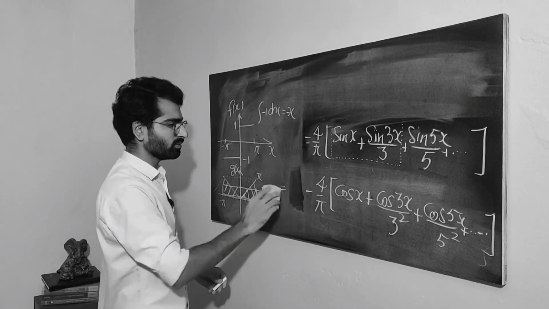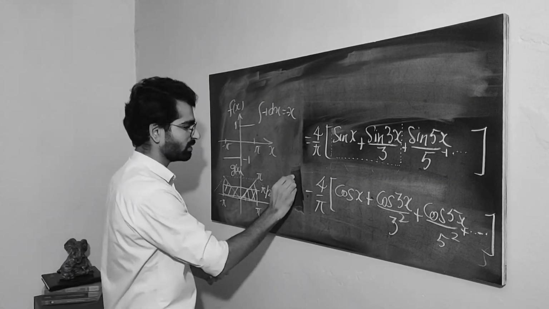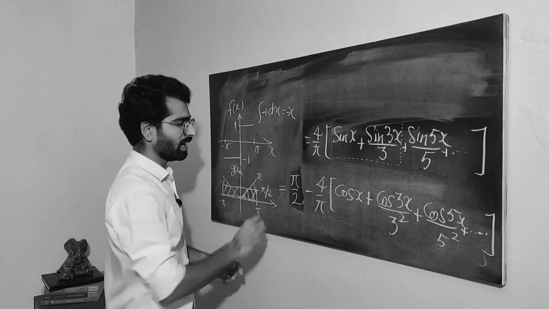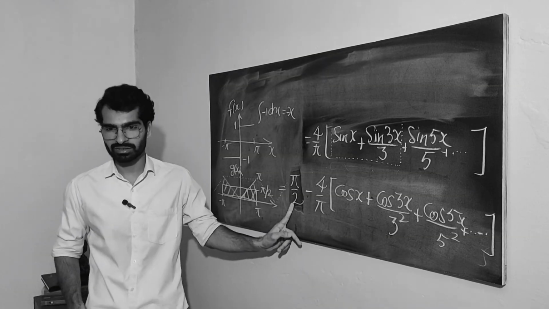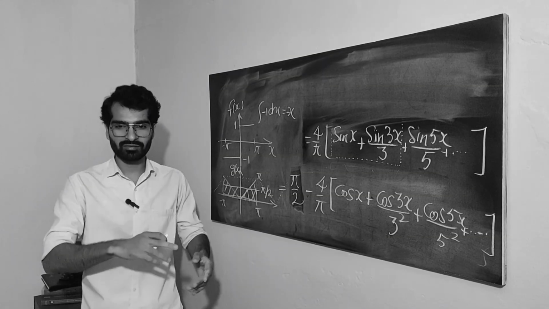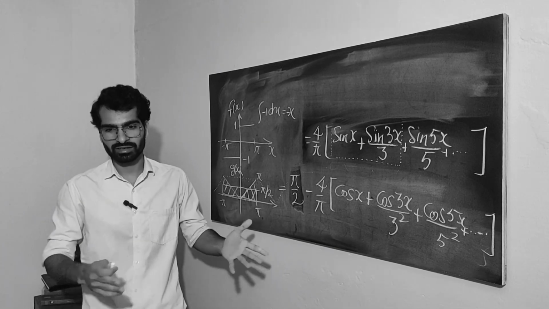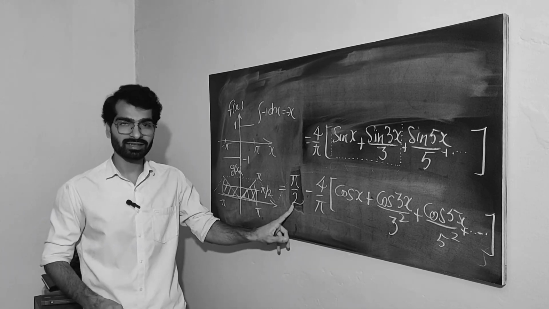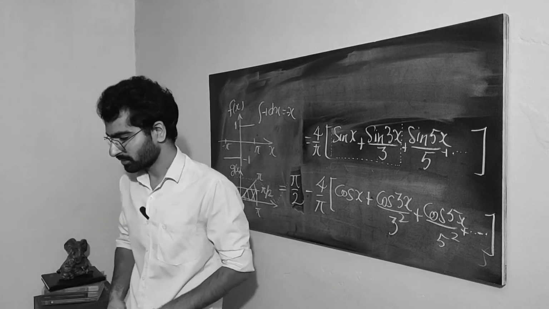So a0 is going to be pi over 2, and of course the integral for a0, that is 1 over 2 pi, the integral from minus pi to pi of the function dx, will give you that. It will give you that for sure.